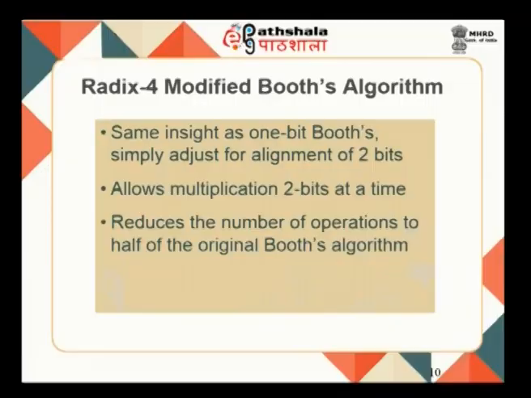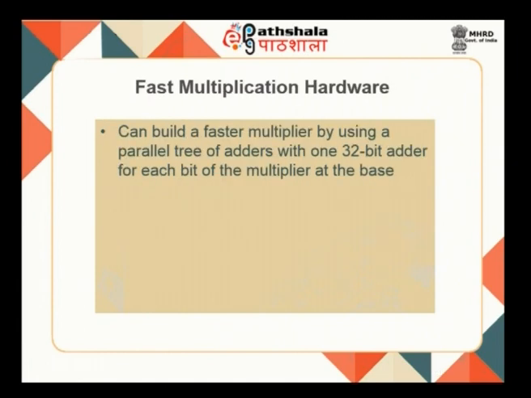So, to give you a summary of this, it is the same insight as 1 bit Booth's, simply adjusted for alignment of 2 bits, and it allows multiplication of 2 bits at a time, and it definitely reduces the number of operations to half of the original Booth's algorithm.